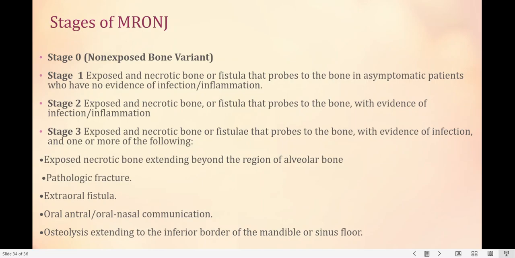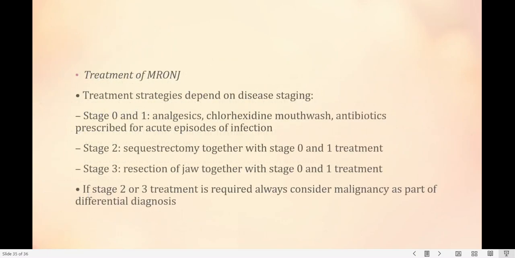There is exposure and necrosis of the bone that may have no evidence of infection, and then in stage 2 and 3 there is evidence of infection, and in stage 3 there are going to be certain disease outcomes such as pathologic fracture, extraoral fistula, oral antral communication, and also osteolysis extending to the inferior border of the mandible or sinus floor. Now, the treatment depends really upon the disease staging.